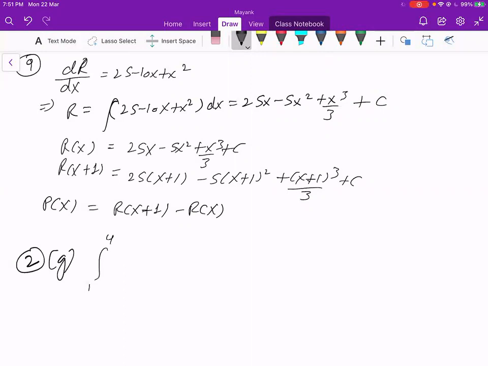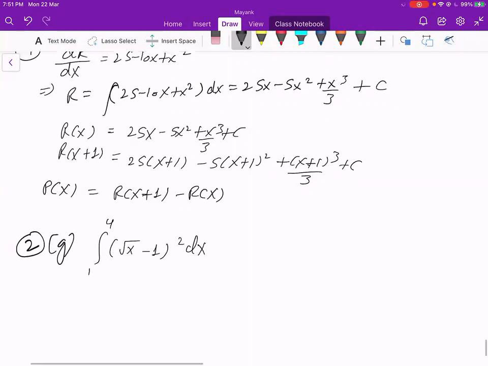Integral 1 to 4 of (root x minus 1) whole squared dx. If you try to do it directly, it will be really difficult. So the hack that you can apply here is you can open the whole square. That's the easiest route. So x plus 1 minus 2 root x. And now it's a simple affair.